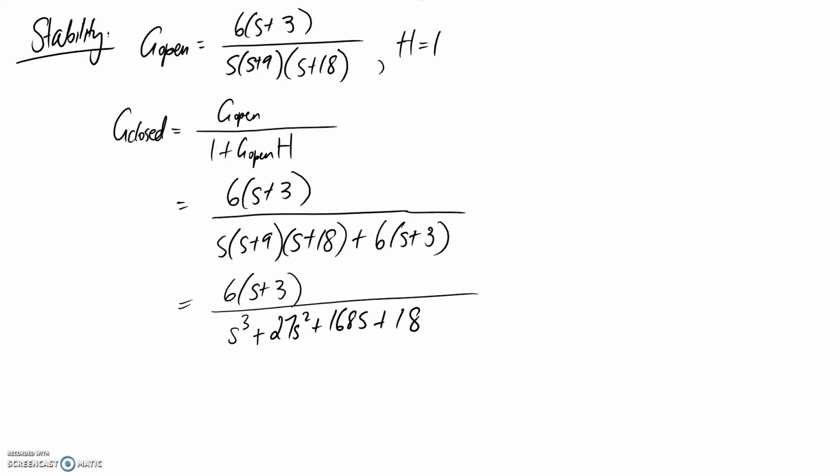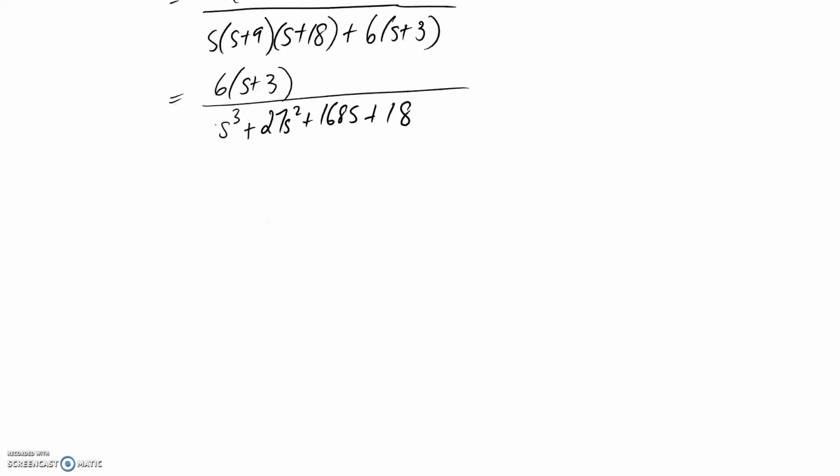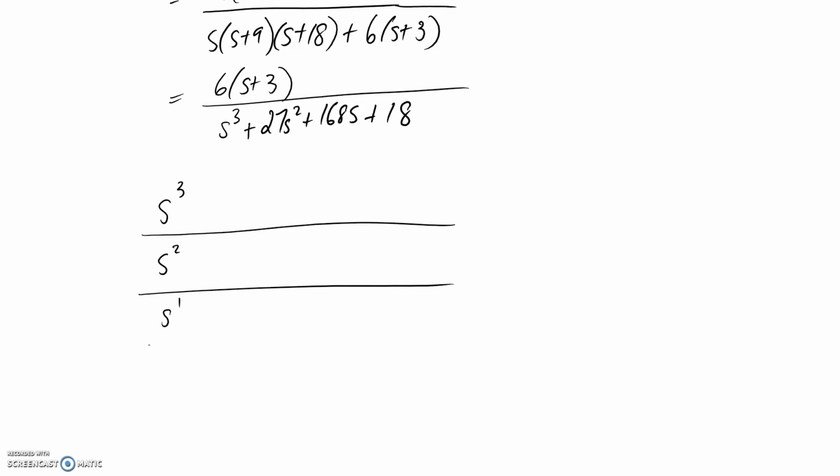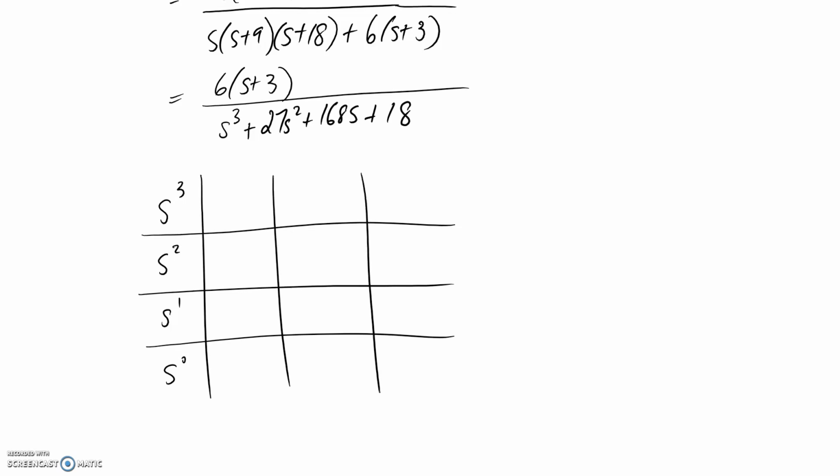Alright, so let's set up our Routh table. We need to look at the highest power of s, which is going to be s to the 3, and set up our rows based on that. Give us some columns. The coefficient in front of s to the 3 is a 1, s to the 2 is 27, s is 168, and the constant is 18. Everything else, remember, as you keep going, can be filled in with a 0 if you need it.